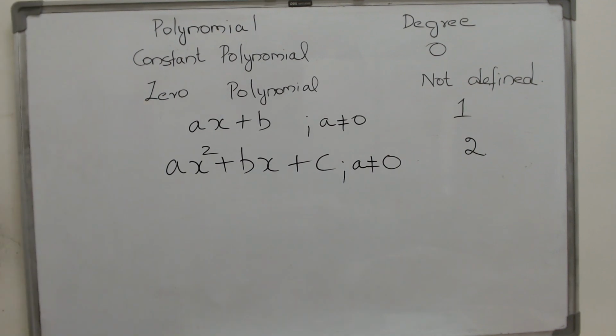In this class we studied about the degree of a polynomial. In the next class, inshallah, we will study about the zeros of a polynomial, and we will see how the degree and the zeros are connected. But that's for another class.